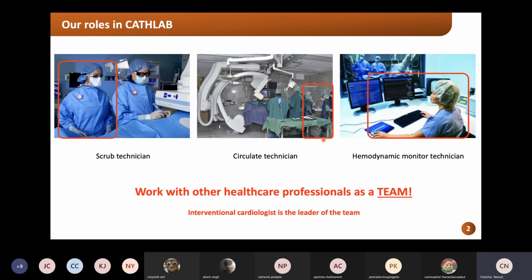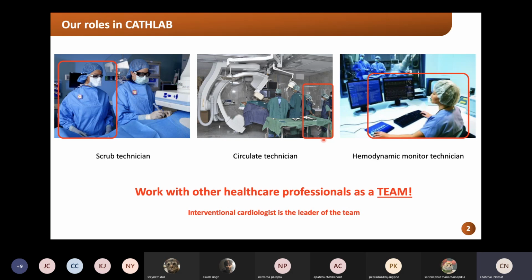Like, I'm not sure how we say it in Thai, something like, "Doctor, there is something, PVC." Like, "Doctor, there is PVC on the EKG," some kind of that.